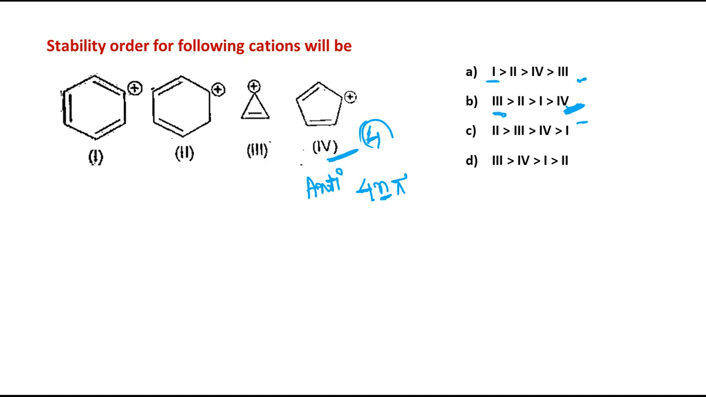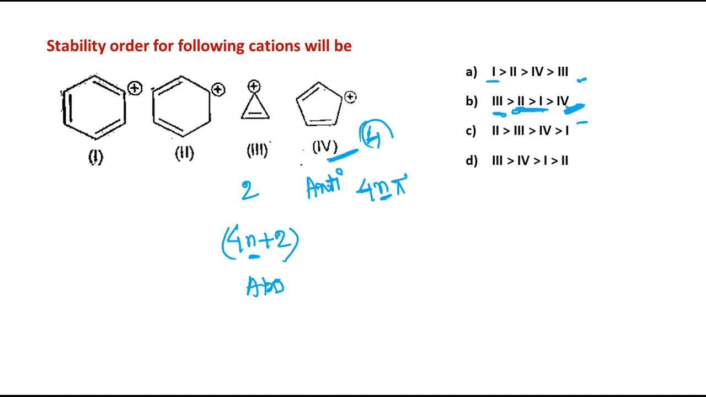Here, how many pi electrons? 2. Now it matches the formula 4n plus 2, where n is 0, and it is flat, cyclic, conjugated. That means it is aromatic. And aromatic means it will have maximum stability. And what about 1 and 2? In between 3 and 4 we have 2 and 1 here. So after 3 it is 2. So why is 2 more stable?